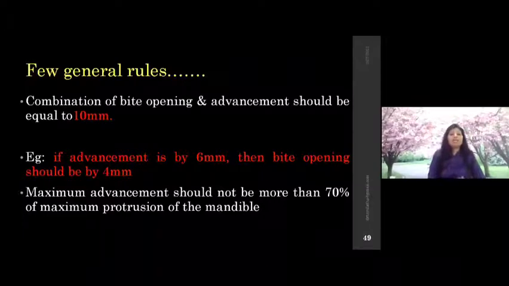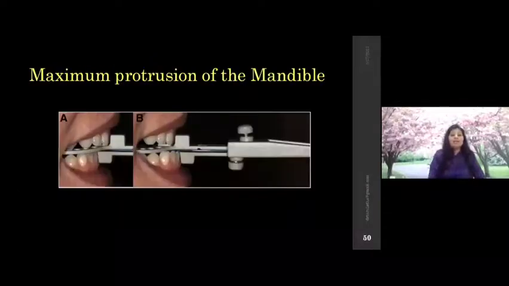Apart from that, we have one more thing: maximum advancement should not be more than 70% of maximum protrusion of the mandible. So what is maximum protrusion of the mandible? It can be recorded using what you call a George gauge bite. This is a George bite. It can be done normally also. If you do not have a George bite, it is fine.